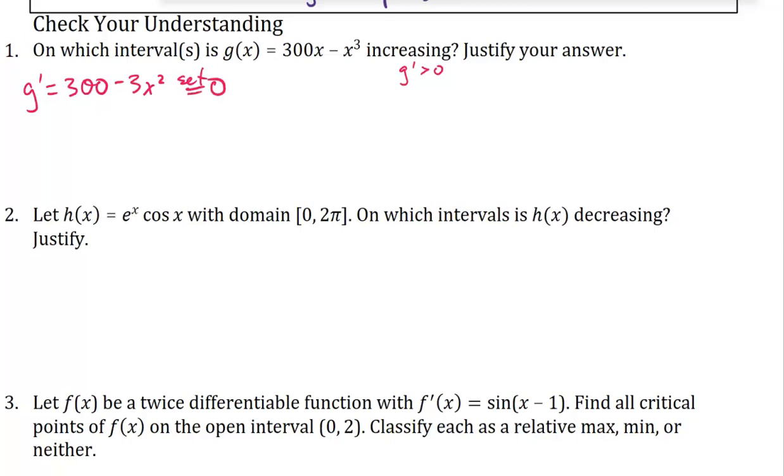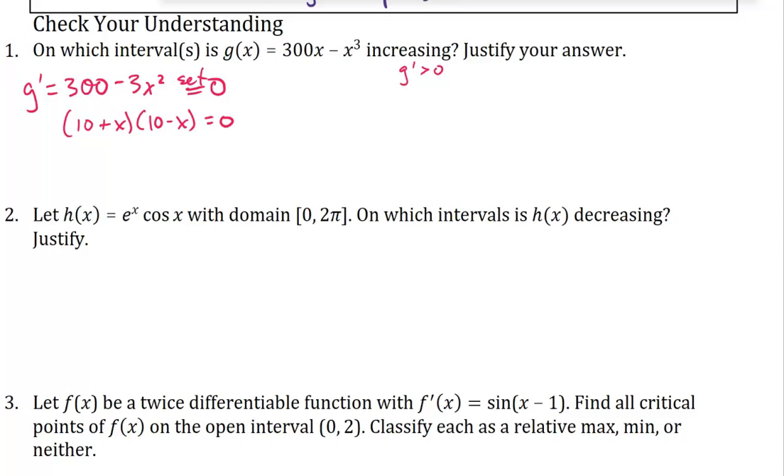I'm going to go ahead and divide by 3. So we have 100 minus x squared, which I can factor as 10 plus x times 10 minus x. You can do that in 2 steps if you want. It doesn't really matter. Or you could move the 3x squared over, divide by 3, take the square root.